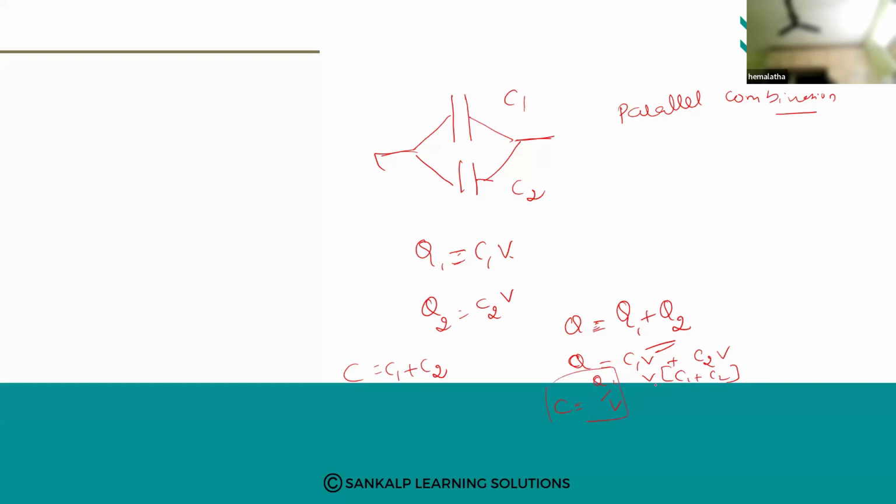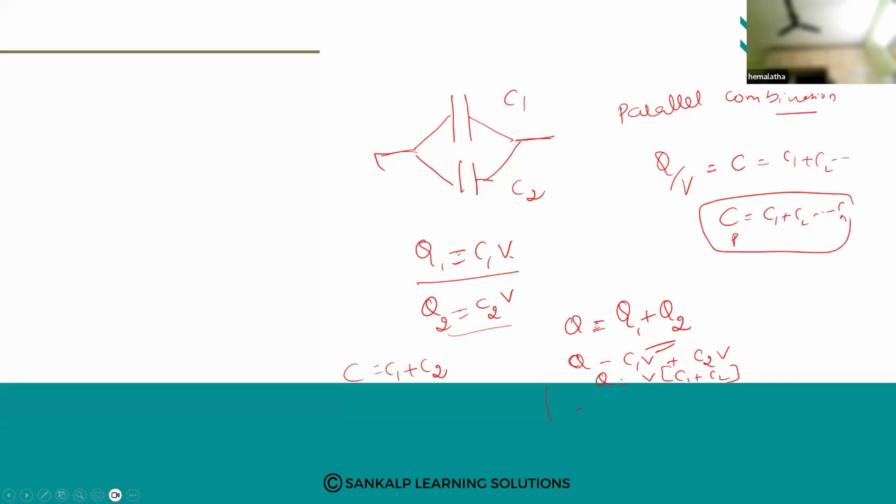Correct? Step by step. Okay, so Q is equal to V into C1 plus C2. First Q1 is equal to C1 V, Q2 is equal to C2 V. If you add, V is constant, C1 plus C2 is remaining. Q by V is nothing but C, that is equal to C1 plus C2. This continues. C of parallel is equal to C1 plus C2 plus up to C of N. That is the parallel combination, and the series combination is also done. Expressions again. Okay.